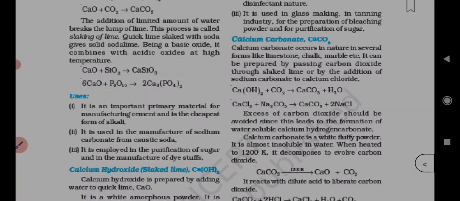Let's talk about uses. It is used in building material in the form of marble, and you know marble is very useful in building. It is used in the manufacture of quicklime, which we have seen we get by thermal decomposition of calcium carbonate in a rotatory kiln. Calcium carbonate along with magnesium carbonate is used as a flux.